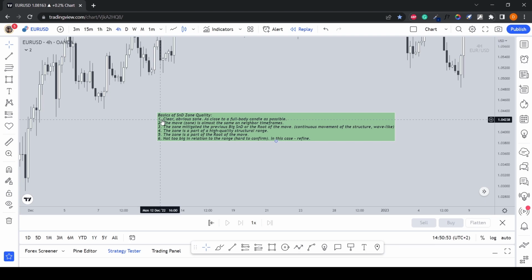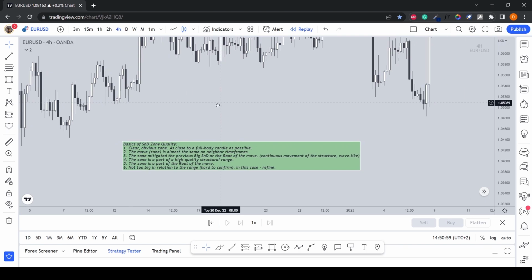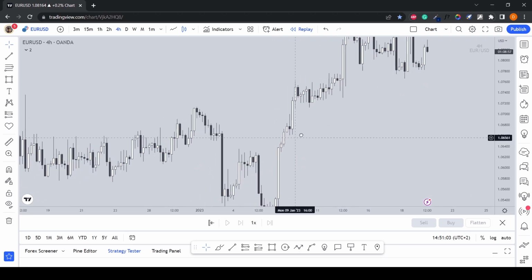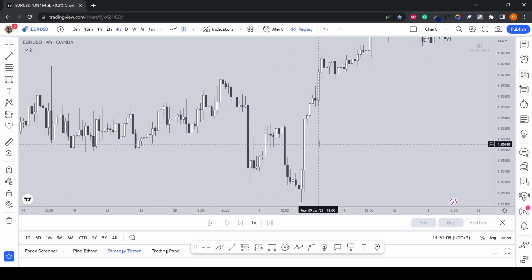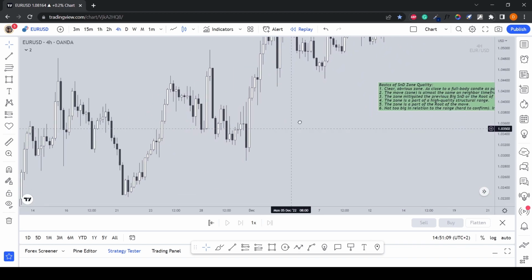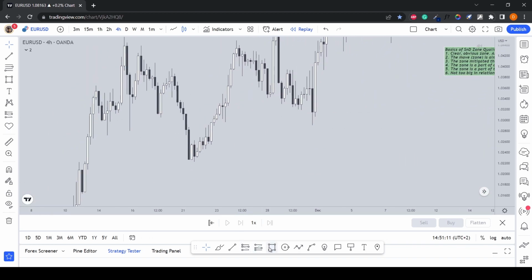So our first point is clear, obvious zone, as close to a full body candle as possible. So what it means simply is you want to find a zone with a candle that will look like this candle. So with a candle that will look like this candle, almost a full body candle.